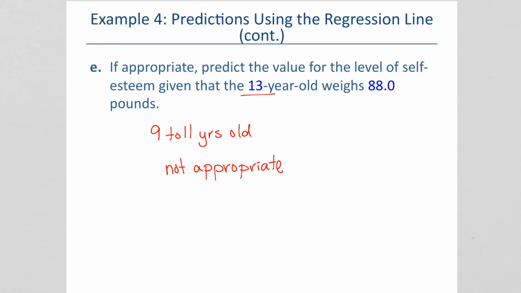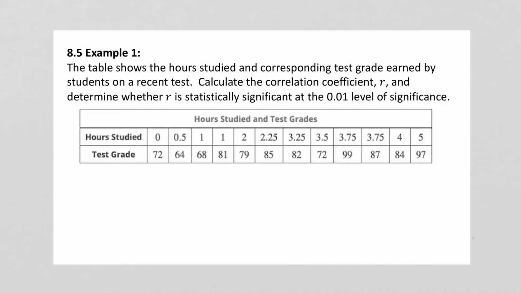Okay, so that concludes our section. One more section of statistics, 8.5, or section 5. We're looking at line of best fit. It says, the table shows the hours studied and corresponding test grade earned by students on a recent test. Calculate the correlation coefficient, R, and determine whether R is statistically significant at the 0.01 level of significance.